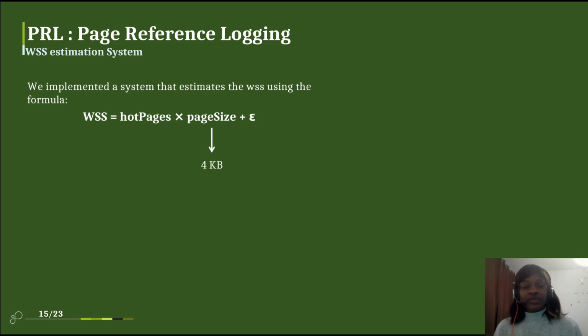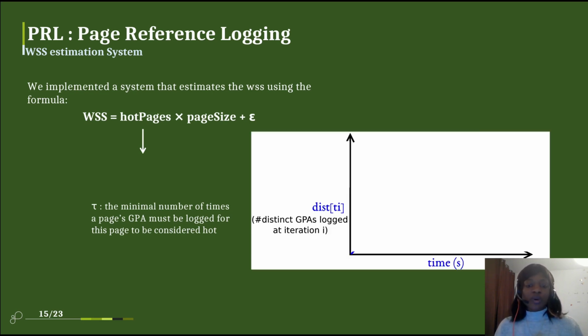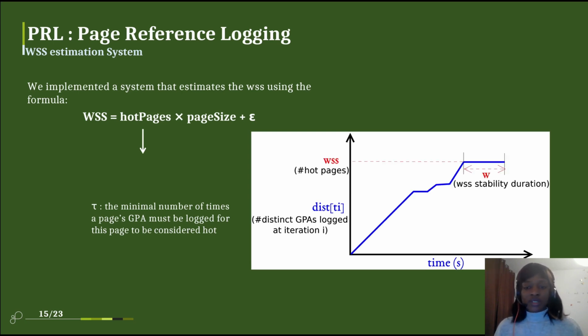The other terms are the size of a page, which is 4 kilobytes in our environment, and the number of hot pages. The estimation of the number of hot pages works iteratively. We define the minimal number of times a guest physical address must be logged for the page to be considered as hot. At each iteration, we compute the number of distinct guest physical addresses that have been logged more than 2 times until this number becomes constant, which means that the VM has already referenced all the pages belonging to its current working set.